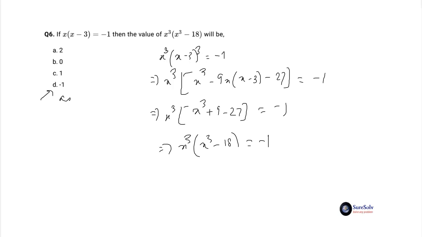Answer option D. The problem is not that difficult as it looked like. Let's solve the next problem.